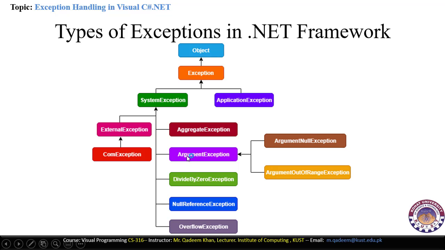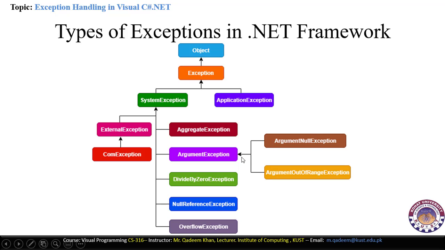Argument exceptions are those exceptions which are because of the argument. An argument may be a certain parameter list. There are two types of argument exception: argument null exception and argument out of range exception. Argument null exception means that if, for example, there is a function which takes 2 or 3 parameters and any one is missing, then the argument null exception will be raised. For example, the power function requires 2 parameters, and if 1 parameter or both are missing, then the power function will raise the argument null exception.